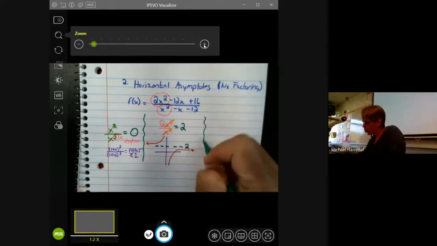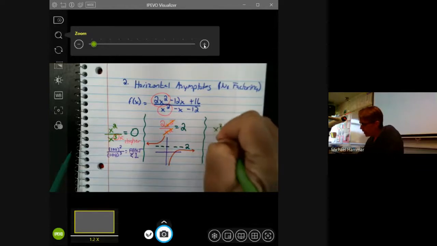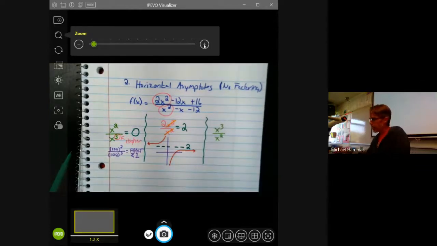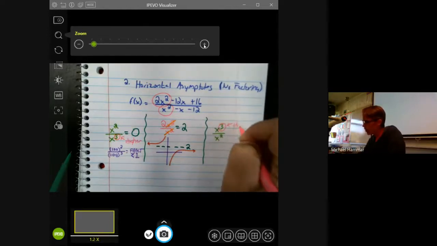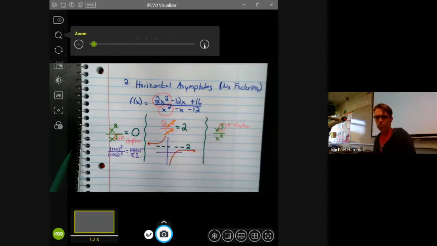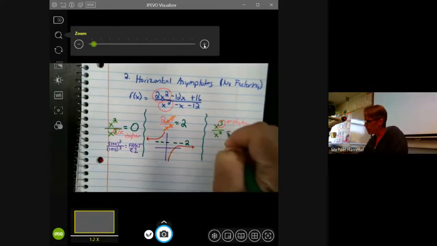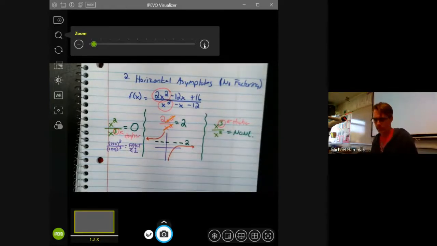Now, what happens on the other side? What if I take that same thing, except now I put the bigger exponent on the top? So the larger degree is up here. What is your horizontal asymptote? Your horizontal asymptote is, there isn't any. Now I want you to think about that.